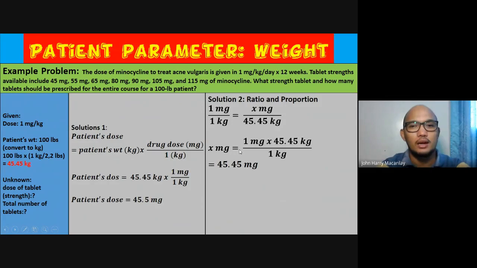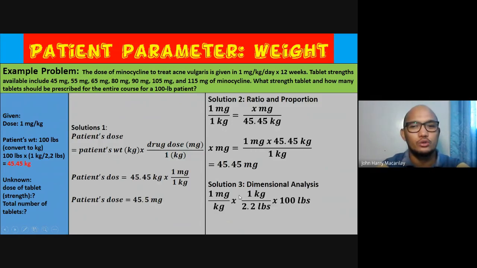So x milligram equals 1 milligram times 45.45 kilograms divided by 1 kilogram. Cancel the unit of kilogram. What's left? It's just the milligram. So the answer is still 45.5, so 45 milligrams. And then the next solution will be your dimensional analysis.